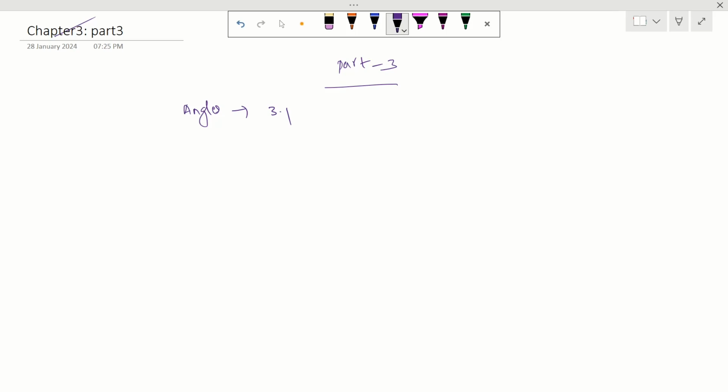Today we'll discuss trigonometric functions. In the first class we discussed some basic concepts of trigonometric functions, and we also discussed quadrant angles, right? And we discussed allied angles also.